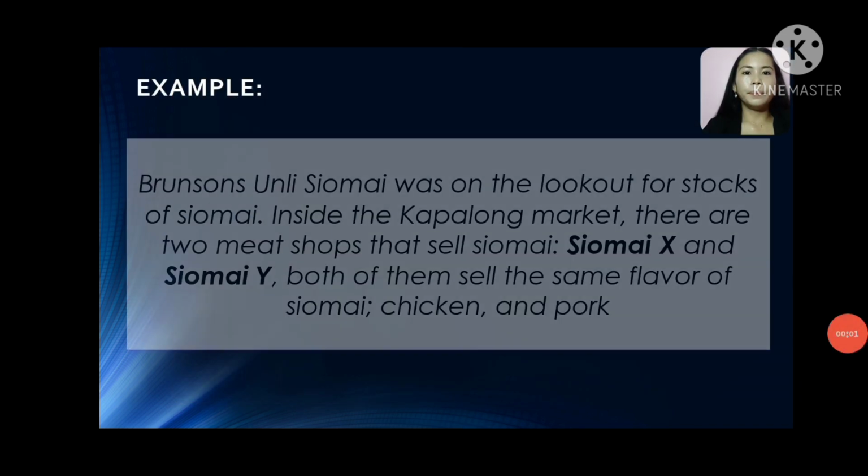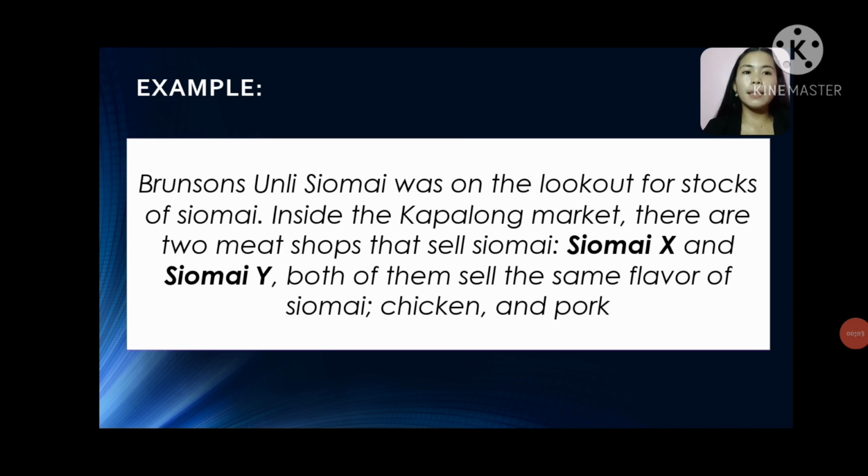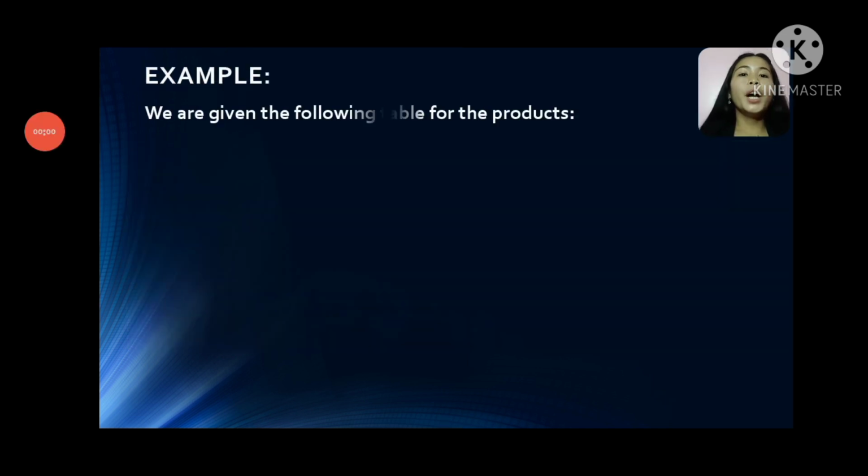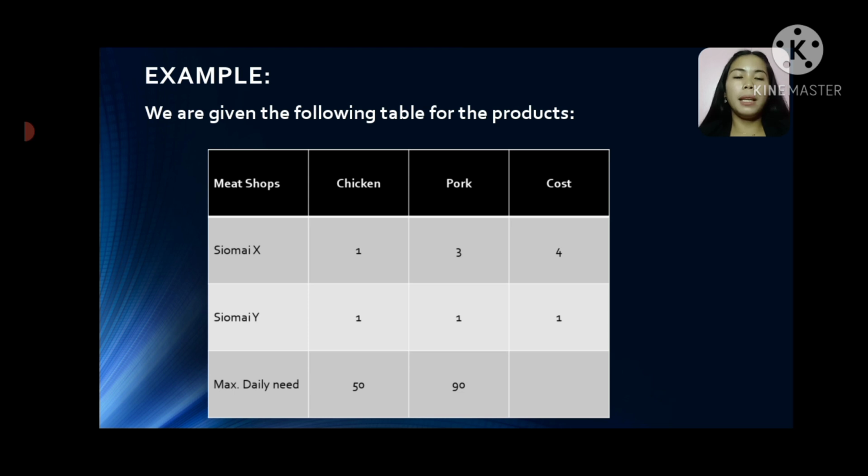For example, Bronson's Anli Siomai was on the lookout for stocks of siomai. Inside the Kapalong market, there are 2 meat shops that sell siomai, siomai X and siomai Y. Both of them sell the same flavor of siomai, which are the chicken and pork. Now, we are given the following table for the products. And this would be the table.